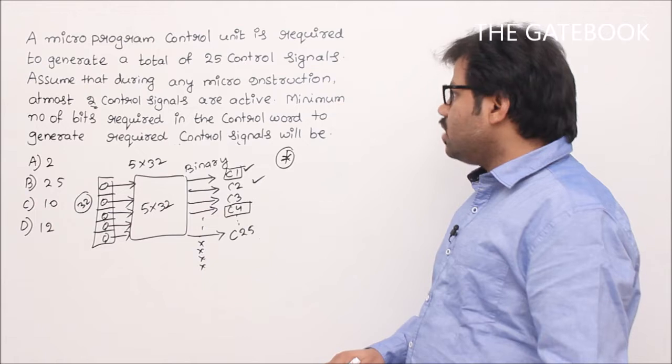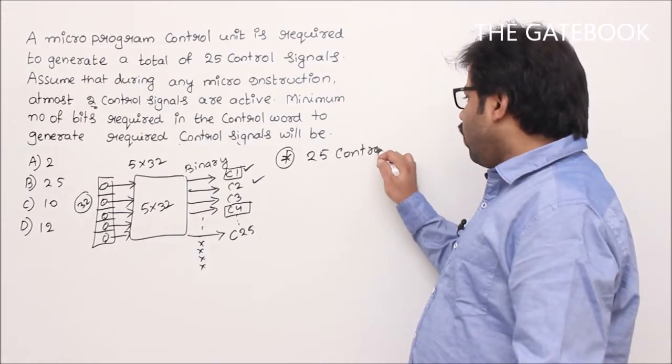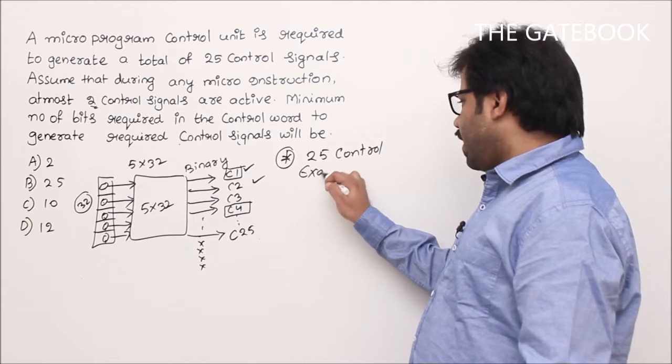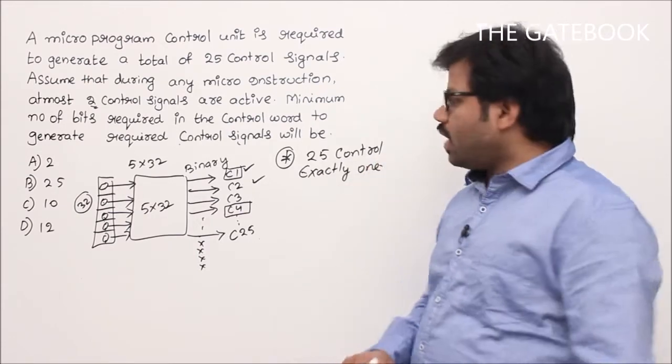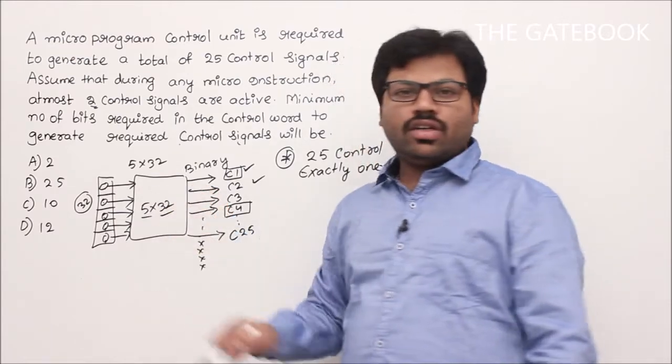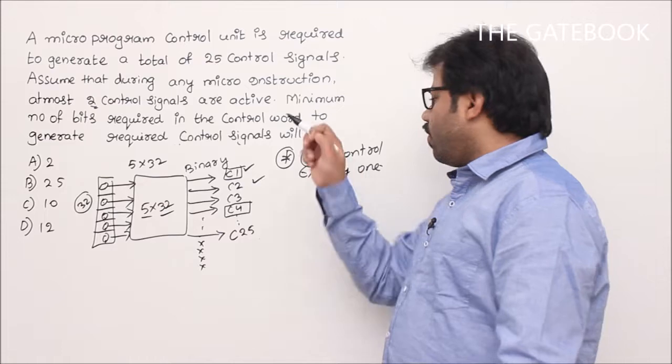Now we solved a sub-problem. What is that sub-problem? You have 25 control signals, but out of them exactly one is active at a time, exactly one. Then what I can do is use a 5 by 32 decoder. Because we need 25, right?